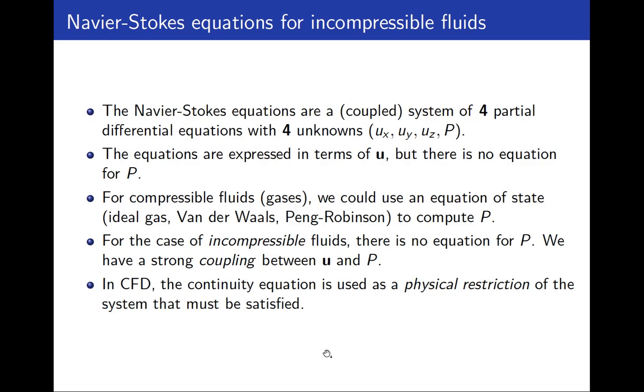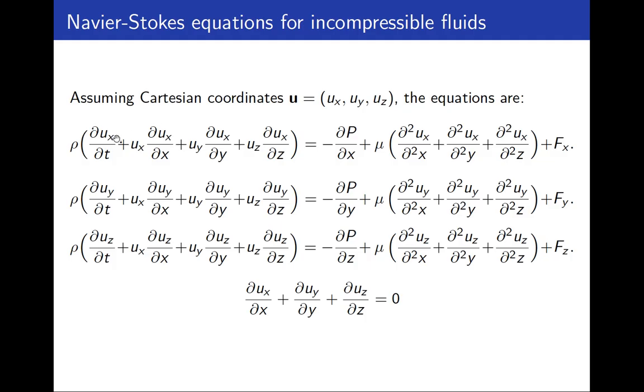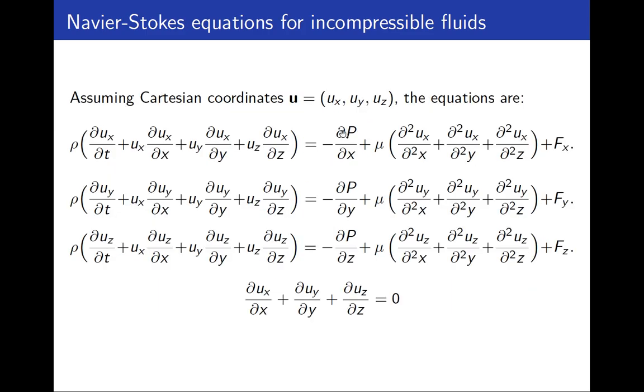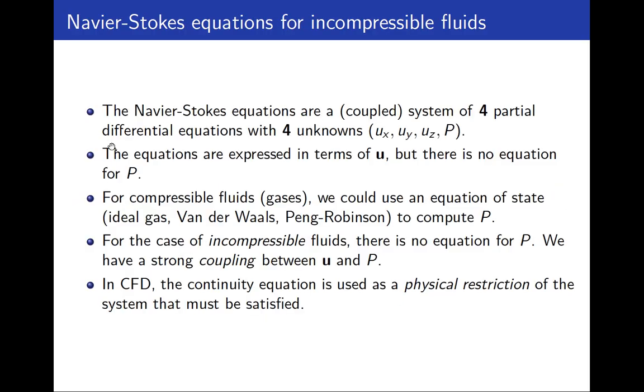So let's talk a bit about these equations. The Navier-Stokes equations are a coupled system of 4 partial differential equations with 4 unknowns. You can count them. We have 4 variables: the 3 components of the velocity plus the pressure. And coupled means that we cannot know the value of these velocities without knowing the pressure value, and vice versa. We cannot know the value of the pressure if we don't know the values of the velocity.